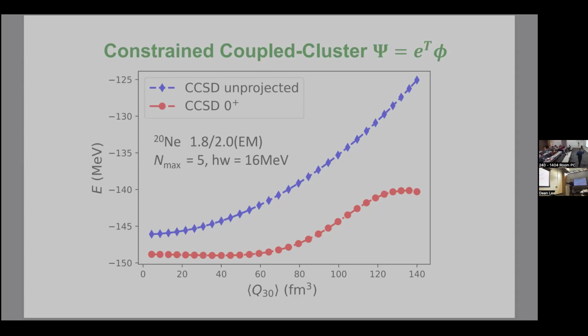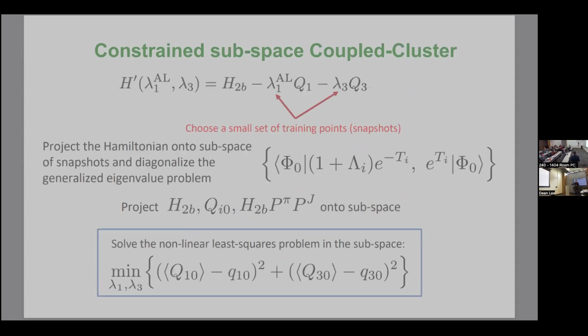And after that, of course, also doing the projection back onto good parity and angular momentum is an additional order of magnitude increase in the cost compared to the unprojected calculations. So obviously here, emulators would be very useful to decrease this kind of very expensive calculations. And again, we see that the Hamiltonian here depends linearly on these lambda 1 and lambda 3 parameters.